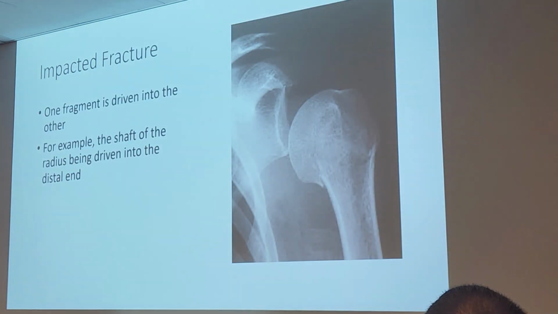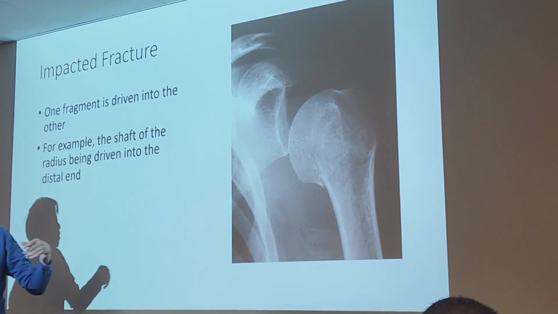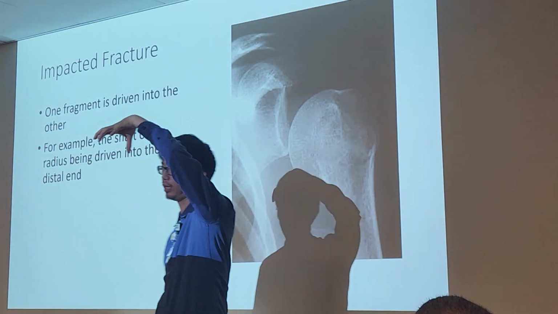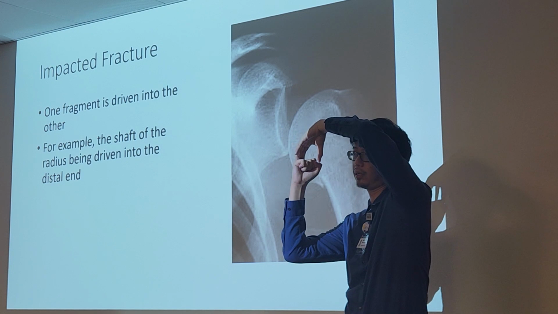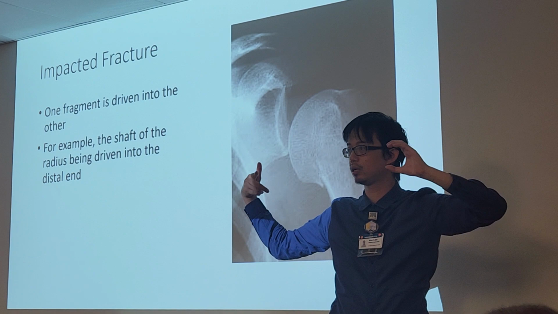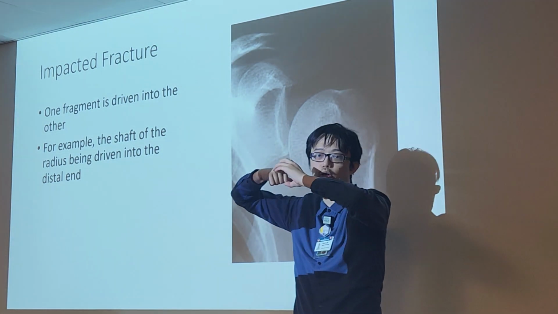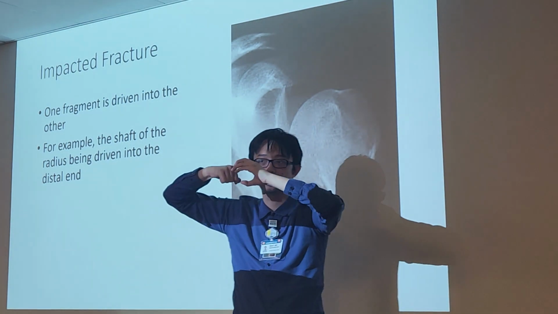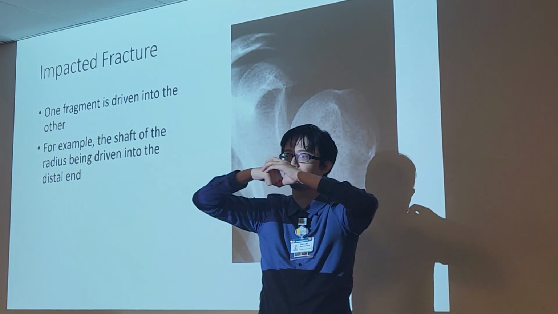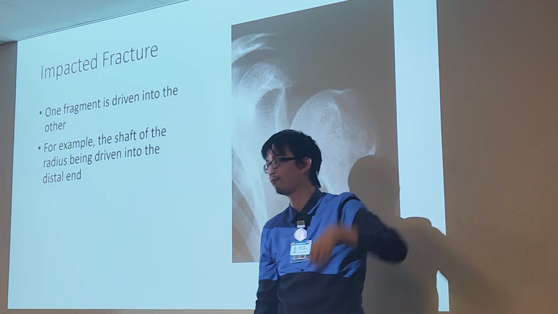Okay, impacted fracture. In this case, you have a fracture, and one piece of the fracture gets shoved into the other. So let's say that we've got the humerus here. Here's the head of the humerus. Here's the shaft. And now let's say there's an accident which forces the bone this way, like this. But let's say the head of the humerus can't go any further. What's going to happen? It's going to go like that. Impacted, it's going to get pushed into that fragment.